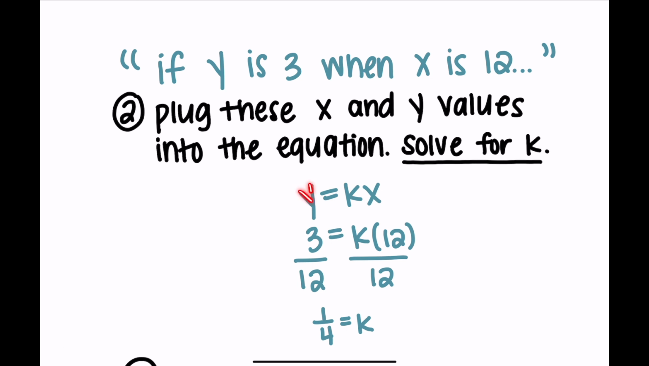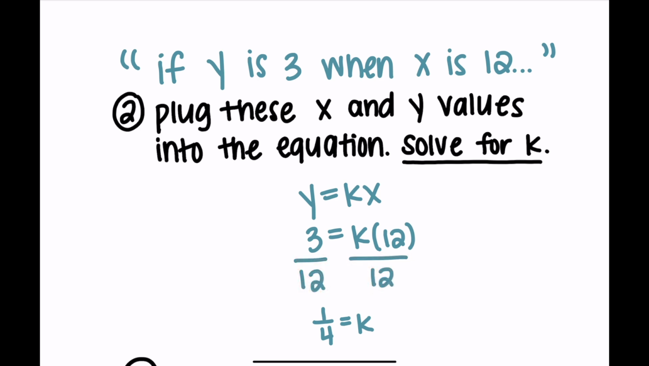So if we know this is a direct variation, Y equals K times X, and we're told that Y is 3 when X is 12, we just plug those into that equation, and then we can solve for K. So in this case, we would have 3 equals K times 12. We're going to get K by itself by dividing out 12 on both sides.